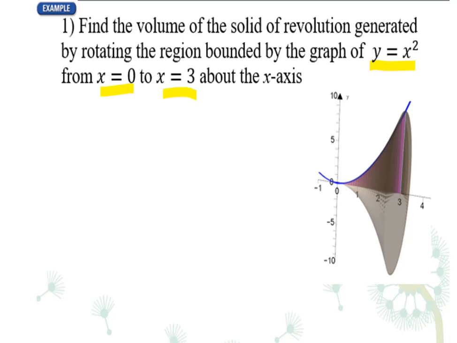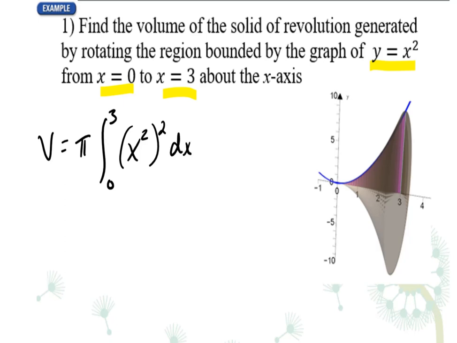And so that formula is going to be pi times the integral from the lower bound, which is 0, to the upper bound, which is 3. And then you're going to do the radius, which is just your function. So x squared, squared, dx. And remember, that's just because the radius here, from the axis of rotation up to that point there, is going to be whatever your function is. That's going to be your radius. And then, of course, the square comes from the formula for volume of a cylinder.